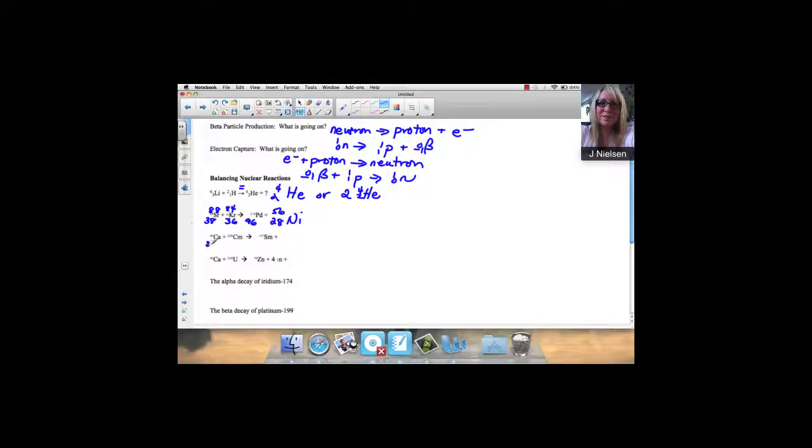Calcium is 40, 20. Curium is 248, 96. Over here we have samarium, which is 147, 62.